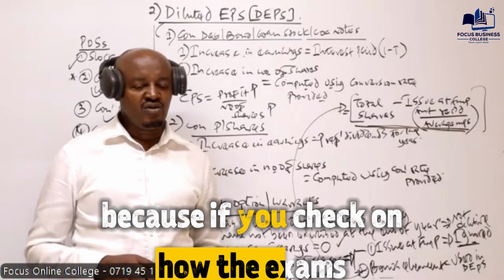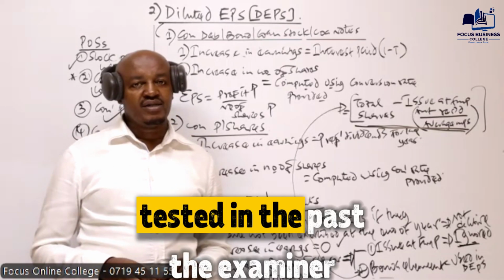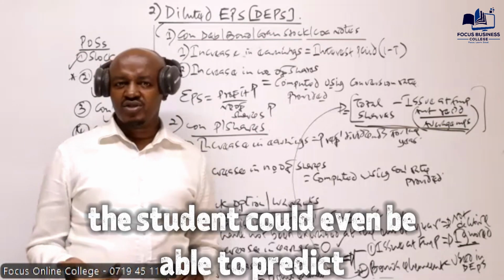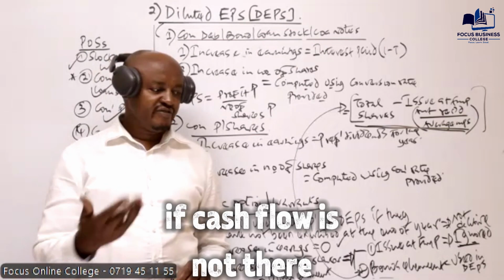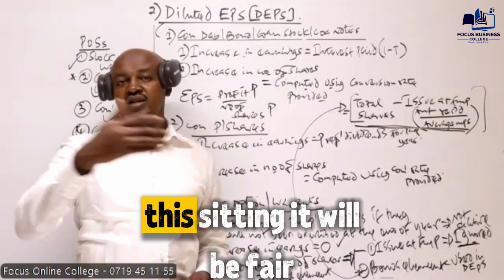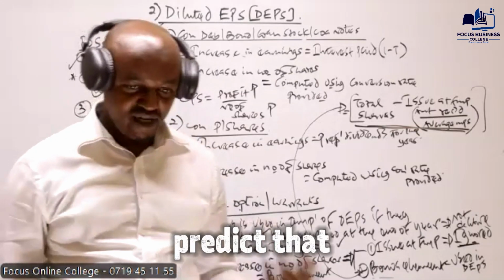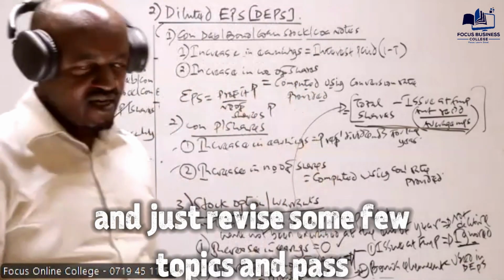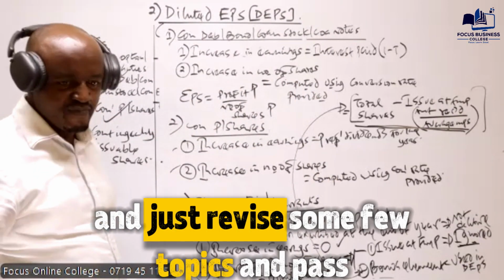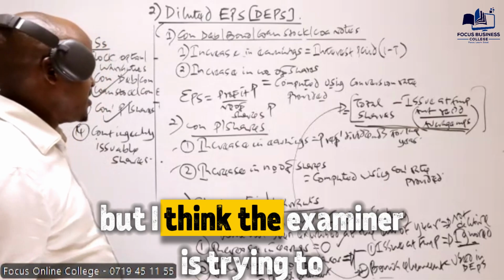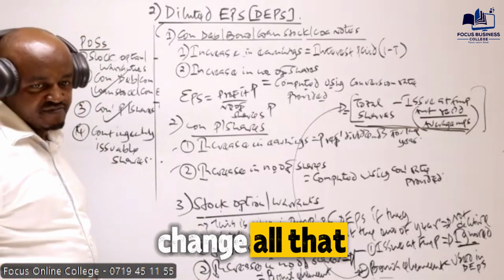Because if you check on how the exams have been tested in the past, the student could even predict that if cash flow is not there this sitting, it will be there next time as a question for 20 marks. So the student could predict that, revise just a few topics and pass. But I think the examiner is trying to change all that.